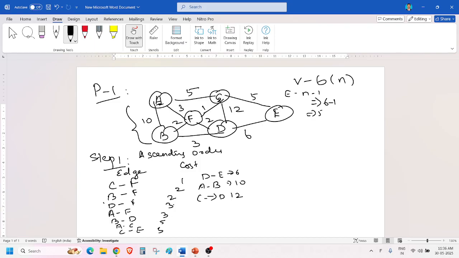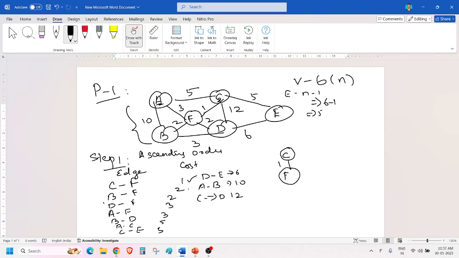Okay, so now we have to find the step 2. We are going to find the minimum cost edge. You are going to select from the edge list and add it to the spanning tree. One thing you should remember, that it should not form a cycle. So first, what is the minimum cost we are having? C to F. Okay, so I am drawing here C to F, as 1.